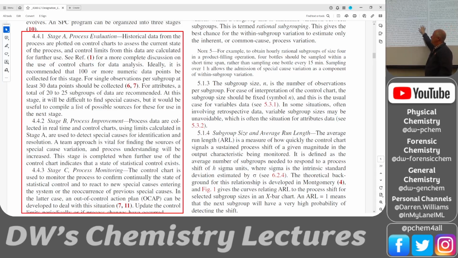And this is, again, the team approach, looking to see what special cause variations might be susceptible to the process. And then the process monitoring. So we're doing stage A and stage C from the ASTM. Stage C is our process monitoring. So we're going to monitor our process. If something goes out of control, then we're going to take action.